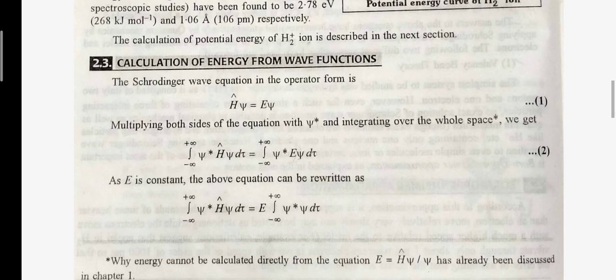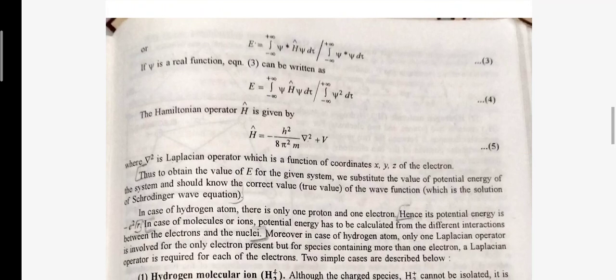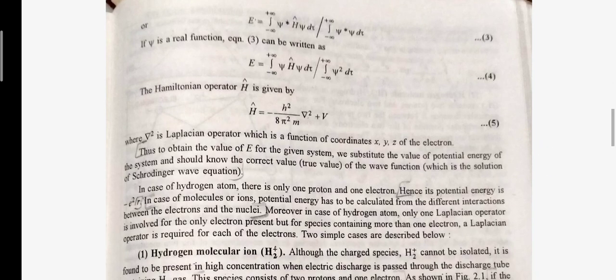As E is constant, the above equation can be rewritten as ∫ψ*Hψ dτ = E∫ψ*ψ dτ. Energy is calculated. If ψ is a real function, equation three can be written as E = ∫ψHψ dτ over ∫ψ² dτ. The Hamiltonian operator H is given by H = −h²/8π²m ∇² + V, where ∇² is the Laplacian operator, and V is a function of the coordinates x, y, z of an electron.